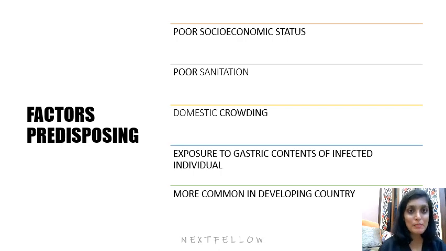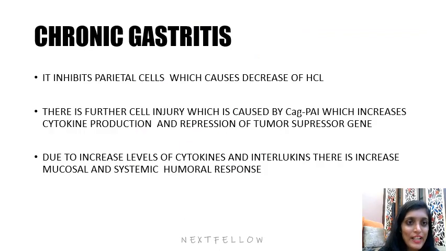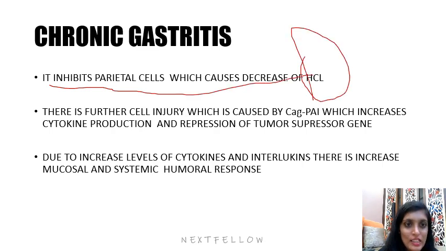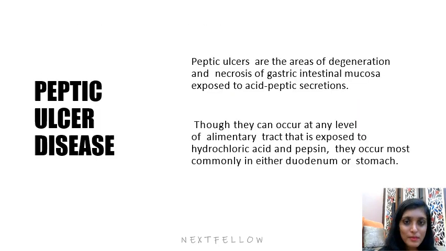Factors predisposing to peptic ulcer disease: poor socioeconomic status, poor sanitation, domestic crowding, and exposure to gastric contents of an infected individual. It is more common in developing countries. Now coming to chronic gastritis, it inhibits parietal cells, which causes a decrease in the production of hydrochloric acid. There is further cell injury caused by CagPAI, which increases cytokine production and causes repression of tumor suppressor genes. Due to increased levels of cytokines and interleukins, there is an increase in mucosal and systemic humoral response.